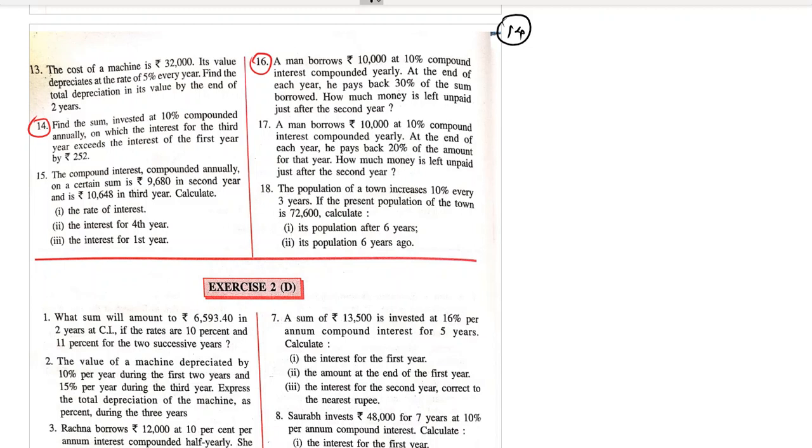Find the sum invested at 10% compounded annually, on which the interest for the third year exceeds the interest for the first year by rupees 252. So they've given I3 minus I1 already. Interest for the third year exceeds the interest of first year, I3 minus I1, that is rupees 252. Interest of the third year is more than the interest of first year by rupees 252. And the rate is also given, 10%. What you have to find? The sum invested, that is principal.